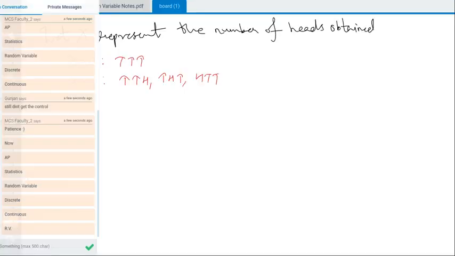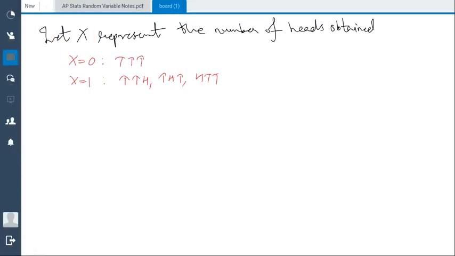For X equal to 2, we have HHT, HTH and THH. My dear, X equal to 3 is HHH, triple H. So this is what X can take. X is taking some numerical value, representing the number of heads obtained.